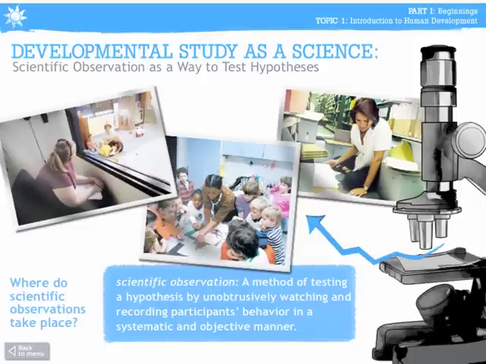Observations may take place in a natural setting, in a laboratory, or in searches of archival data. The purpose of being unobtrusive is to avoid influencing the behavior of the people you're watching. In this class, you're actually going out and doing 3 observations, and the whole point is to observe the child, but not intervene or have them interact with you. You want to be an unobtrusive observer. So a method of testing a hypothesis is by unobtrusively watching and recording participants' behavior.